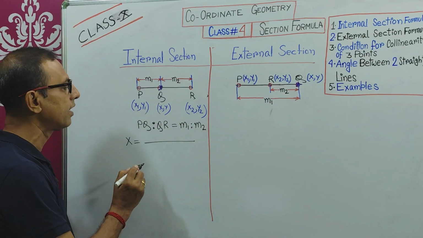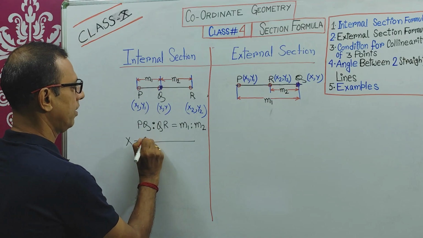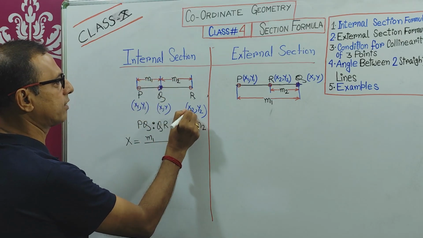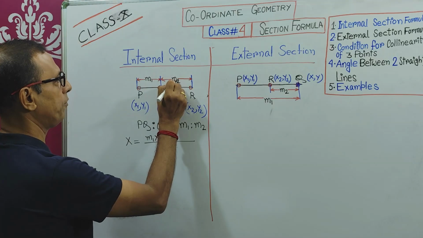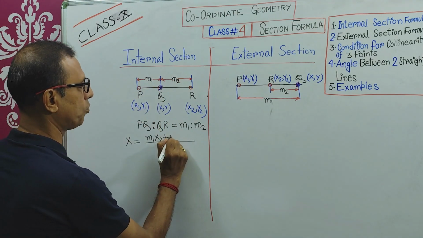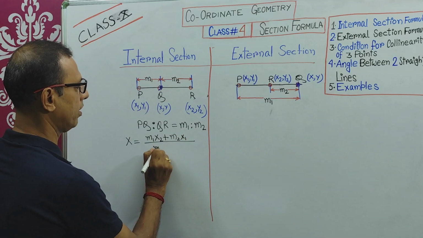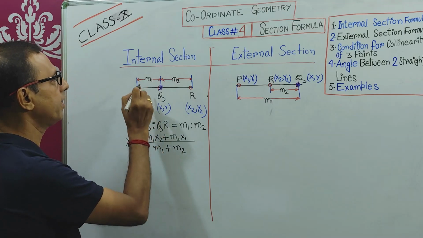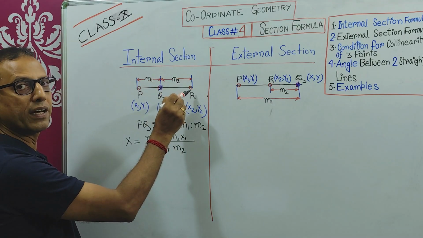If that is the case, in that case, x will be M1 x2 plus M2 x1, by M1 plus M2. So what is the trick? The ratio will be used with the rear one, right?